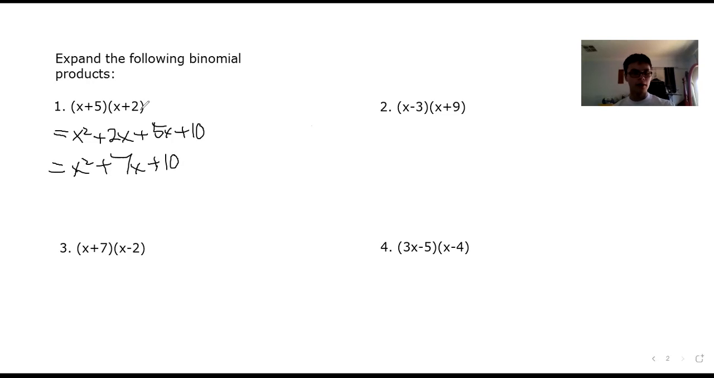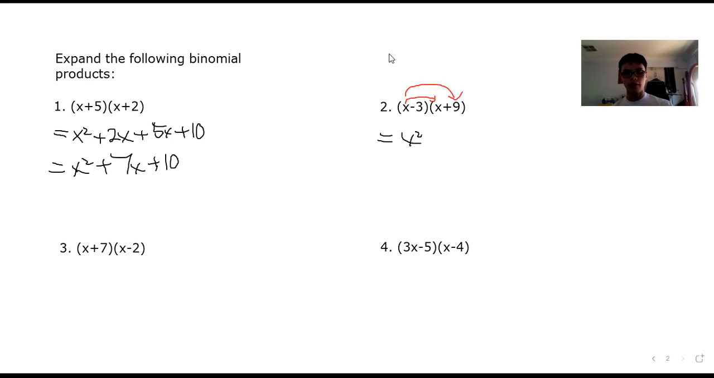So hopefully you should be able to understand how to apply the FOIL method. But let's get into the last 3 example questions. Again, we need to multiply the first terms, x times x gives x squared. Then we move on to O now. So let me just illustrate this. Now we multiply 9 and x together.